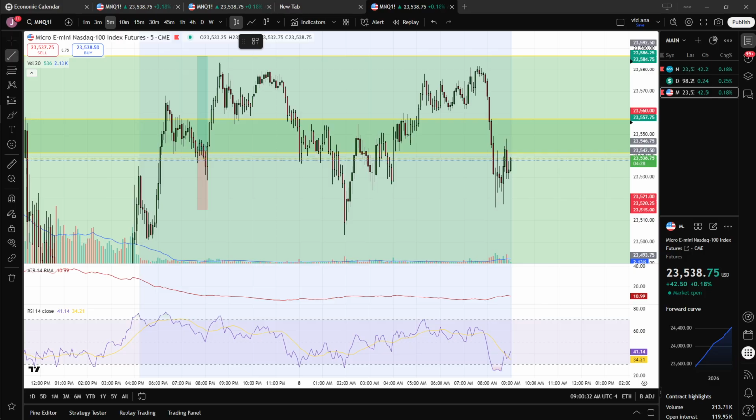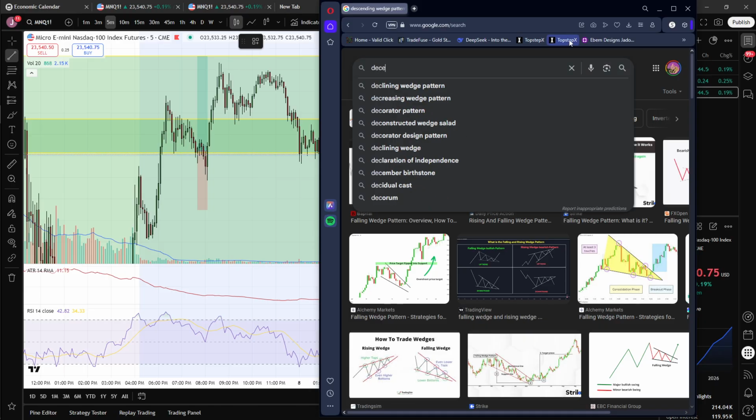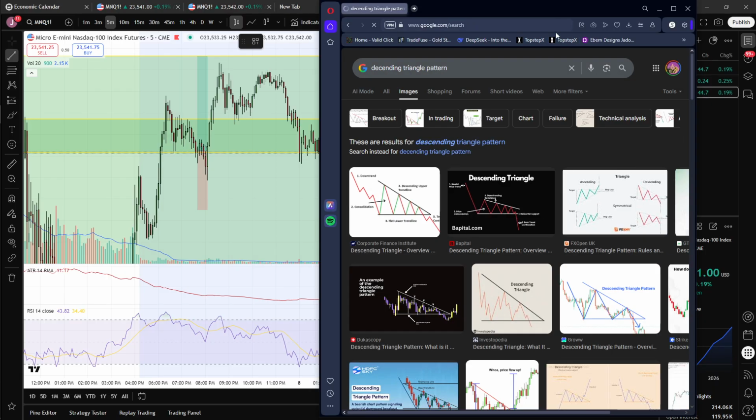So, this is, I believe, a falling wedge, or descending wedge. Okay, this is not a descending wedge. This is a descending triangle. I get these a little mixed up. So you see here, this is a descending triangle. I'm going to tell you the difference in a second.